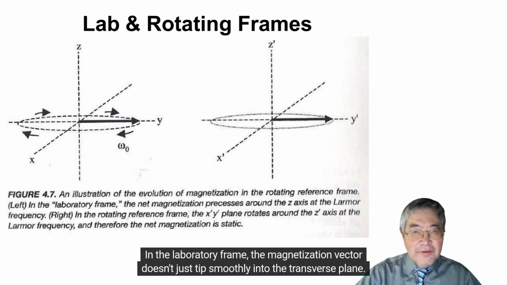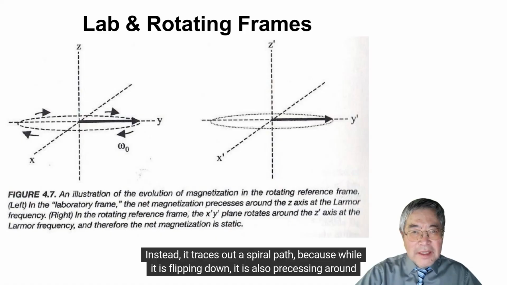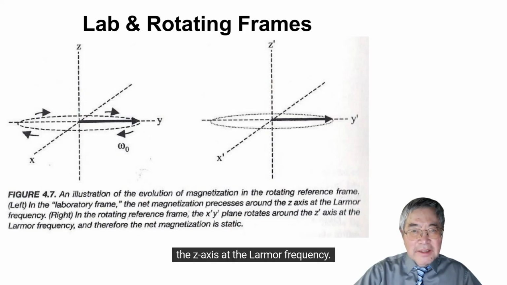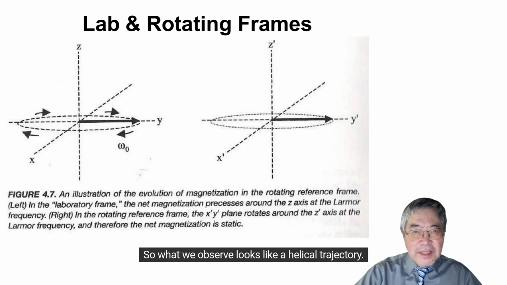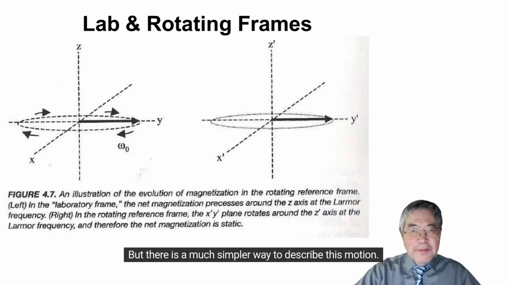In the laboratory frame, the magnetization vector doesn't just tip smoothly into the transverse plane. Instead, it traces out a spiral path because while it is flipping down, it is also precessing around the z-axis at the Larmor frequency. So what we observe looks like a helical trajectory. But there is a much simpler way to describe this motion.